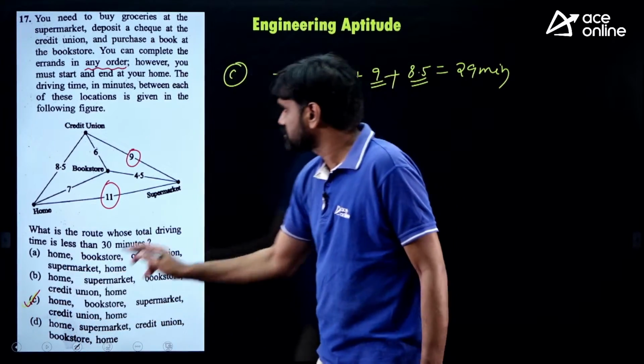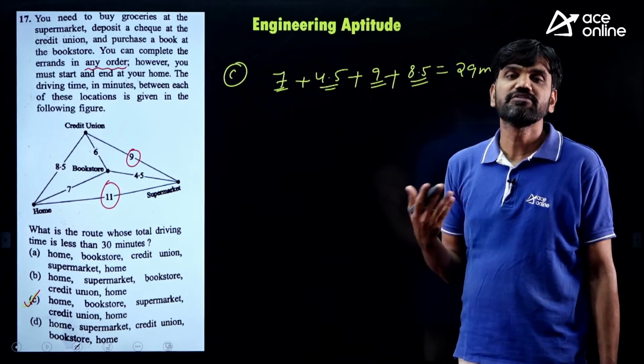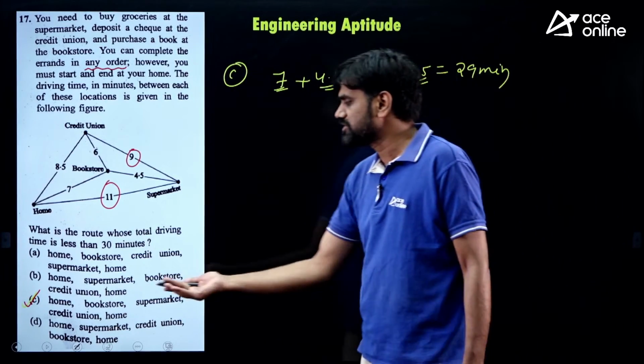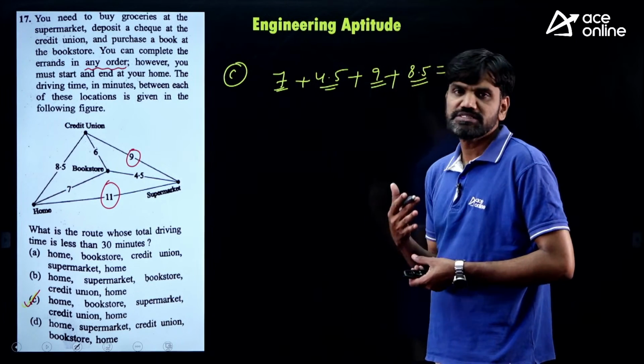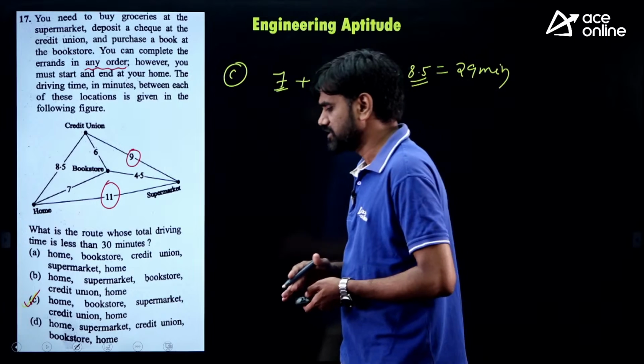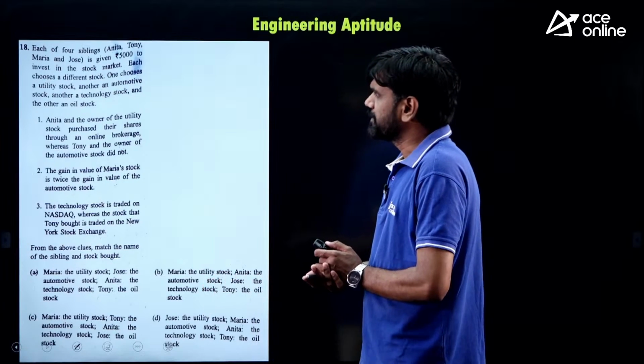If you check for any other options by using this method, that will definitely give you more than 30. So this is the only option which is giving you time lesser than 30 minutes. Hence your answer has to be option C. This is easy to moderate, I can say. Coming to problem number 18.